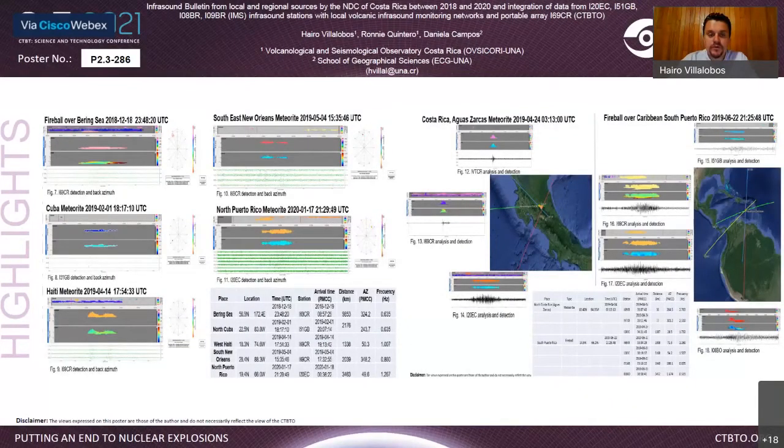I want to show you here some events around the country, the Caribbean and Costa Rica. One important event is a fireball over the Bering Sea. About 14 kilometers from the station in Costa Rica, we can detect another important event, but it's a little event. A Cuba meteorite, another meteorite near Haiti, another near Puerto Rico, and two other important events for us: one meteorite falling in the territory of Costa Rica, which we can see in three infrasound stations, including one infrasound station in Ecuador from the IMS. Another important event is a fireball over the Caribbean, south of Puerto Rico.